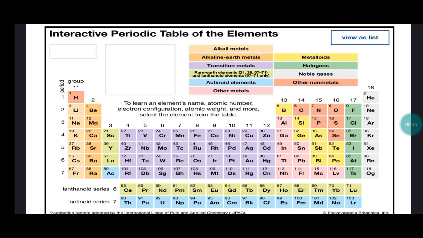Some important points: F block elements are also known as radioactive elements, like uranium, neptunium, etc. In S block elements, the last electron goes to the S subshell. In P block elements, the last electron goes to the P subshell. In D block elements, the last electron goes to the penultimate d orbital. And in F block elements, the last electron goes to the antepenultimate f orbital.